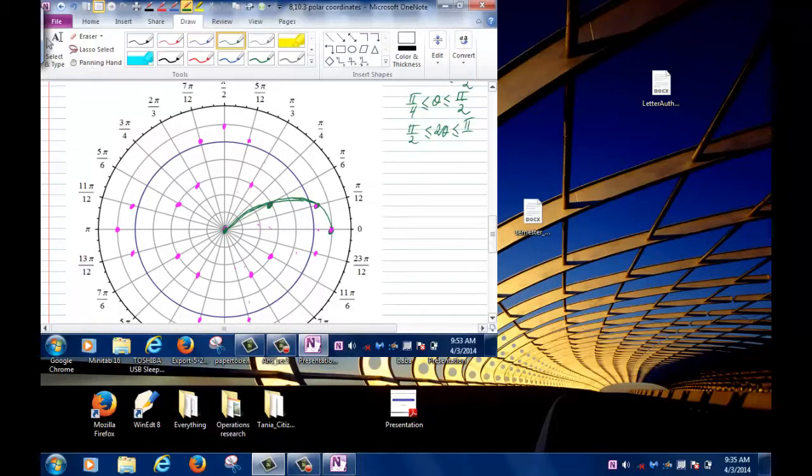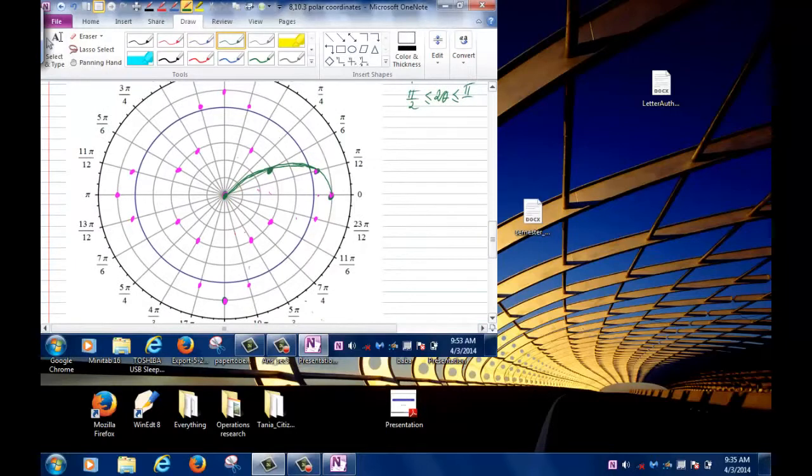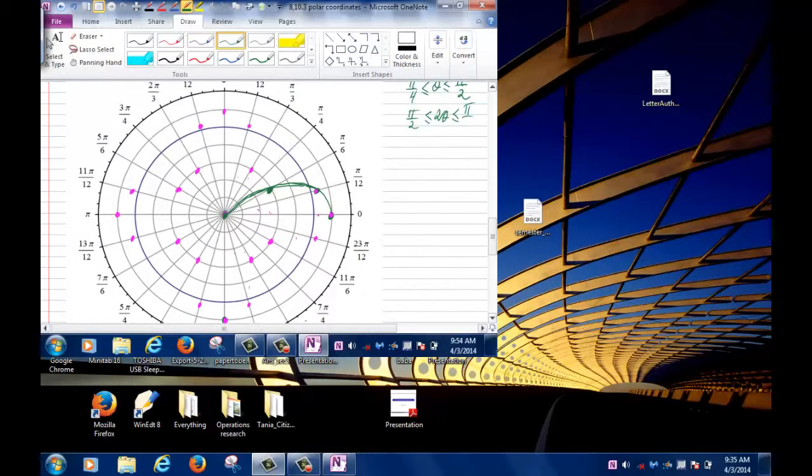If I pick pi over 3, an intermediate point, what's the value of r? What is 2 theta now? Theta is pi over 3, right? What is 2 theta? 2 pi over 3. Where is 2 pi over 3? Cosine of 2 pi over 3 is negative. So where am I getting this point? Right up here. That's the opposite of this point here.